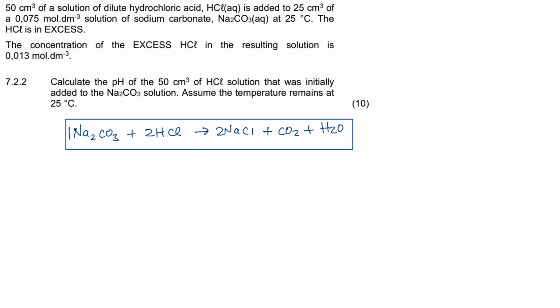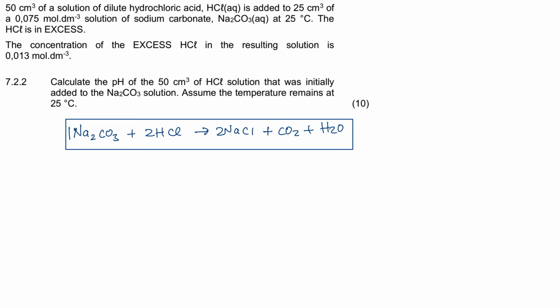Calculate the pH of the 50 cm³ HCl that was initially added, and basically assume that the temperature doesn't change at all. Now they've given us the balanced equation, and they want us to calculate this, worth 10 marks. Now the important thing to remember is that the number of moles of HCl that we had at the beginning is basically going to be allocated in two different places.